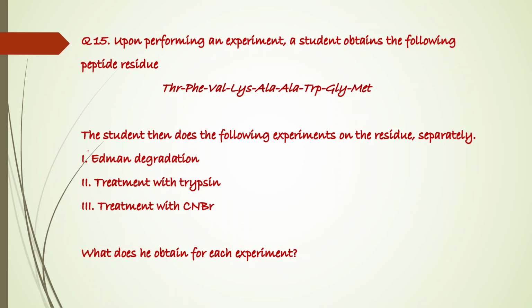The first one is Edman degradation. The second one is treatment with trypsin. And the third one is treatment with cyanogen bromide. So you are doing these experiments one by one. You take this peptide and first you perform Edman degradation. Again you take this peptide and treat with trypsin. Again you take this peptide and treat with CNBr. What will you obtain in each of these experiments?